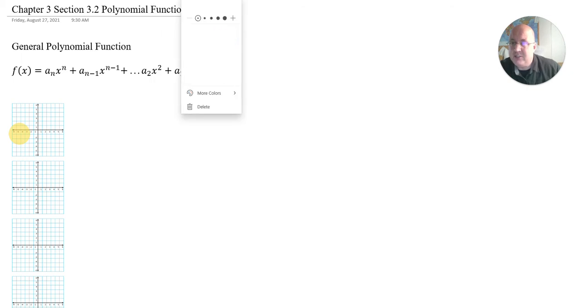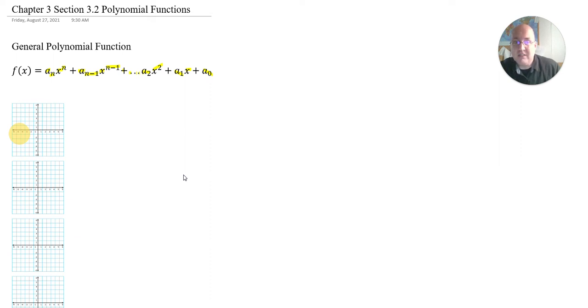that looks like this. f of x equals a sub n times x to the n power plus a sub n minus 1 times x to the n minus 1 power plus, and then we get dot dot dot, a sub 2 times x squared, and then a sub 1 times x plus a sub 0. Okay, now what on earth does this mean?